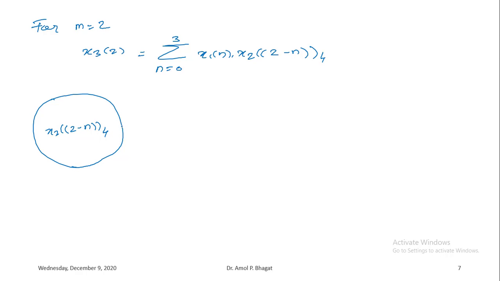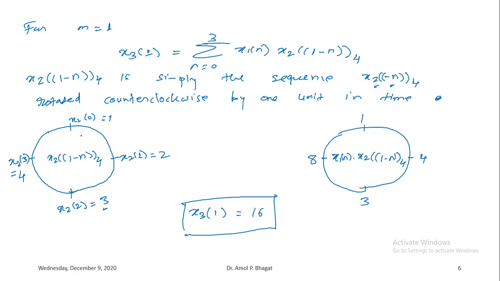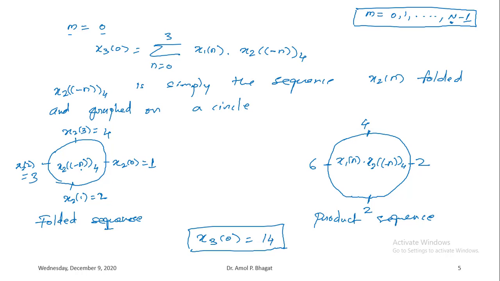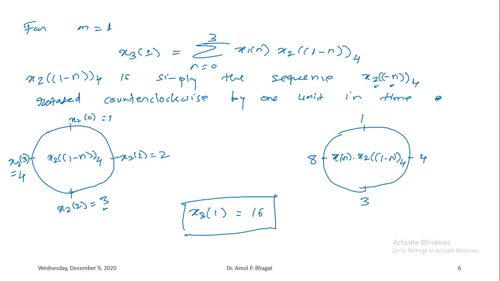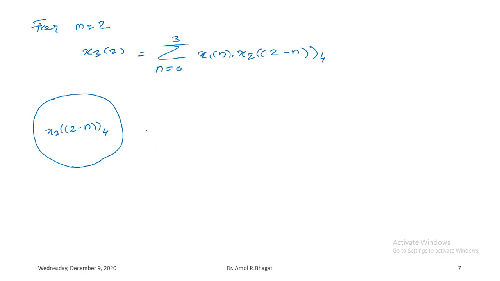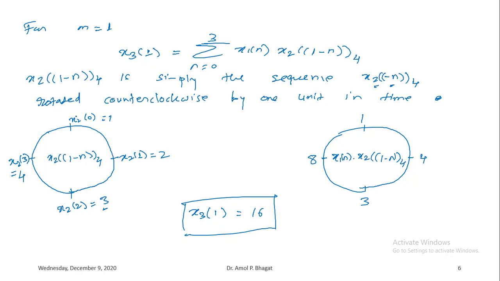Again to get this x2 of 2 minus n, we can rotate x2 of minus n counterclockwise by 2 samples, or rotate x2 of 1 minus n counterclockwise by 1 sample. That means this 1 will come here, this 4 will go here, 3 will go here and 2 will go here in this x2 of 2 minus n. So here x2 of 1 will be at this position.